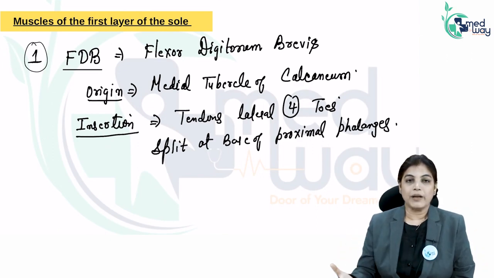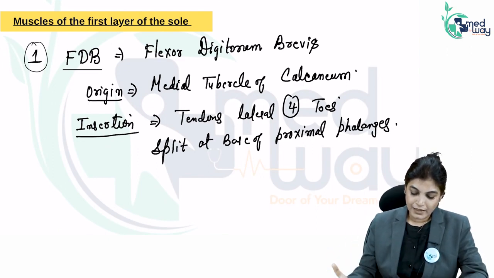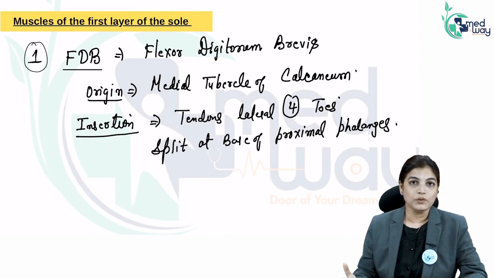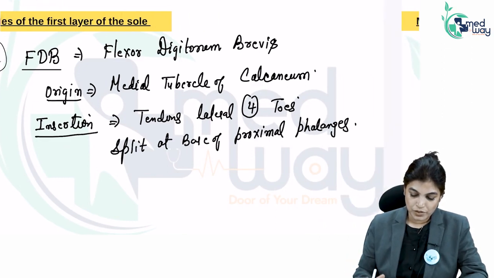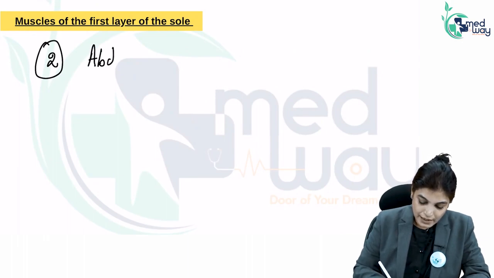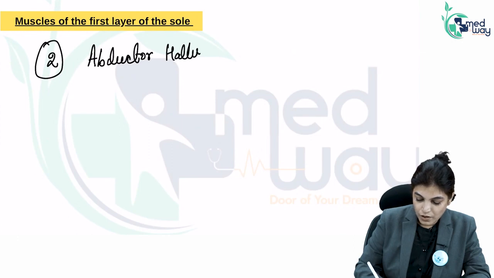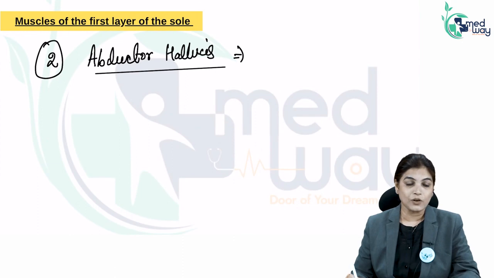So if it is digitorum brevis, it is flexing the lateral 4 toes. What will be the action? They are involved in the movement of the lateral 4 toes, that is flexion of the lateral 4 toes. Now let's talk about the second muscle in this category, abductor hallucis. What do you mean by the word hallucis? It means the great toe. That means the action will be abduction of the great toe.